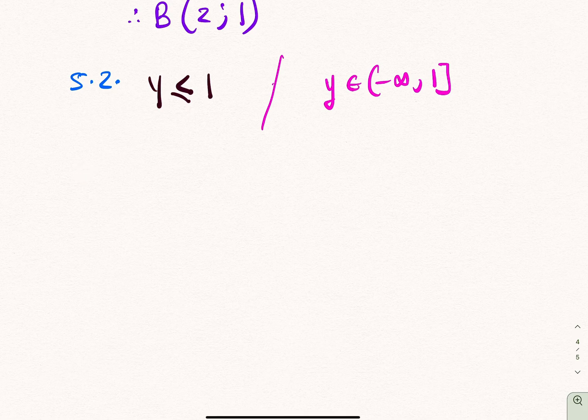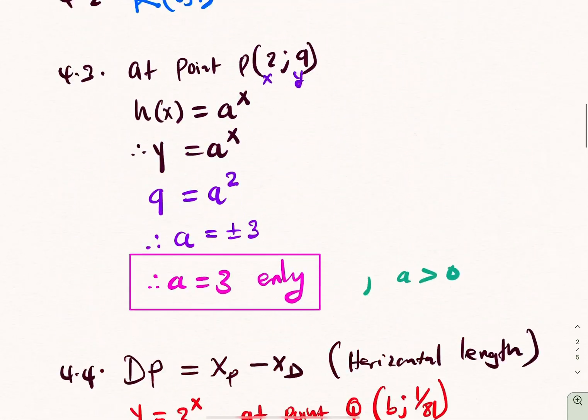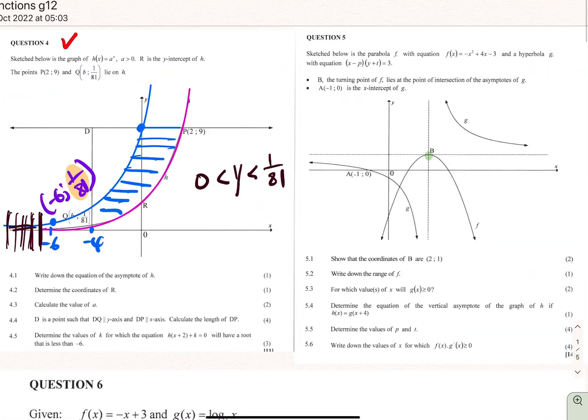5.3. What are they looking for there? Let's go and read. They are saying, for which values of x will g be bigger than or equal to 0? Okay, check. So many things are happening. It's the intersection of what? Of the asymptotes of g. Remember, this is your g here. This is your g. Okay, so that is the graph of g.